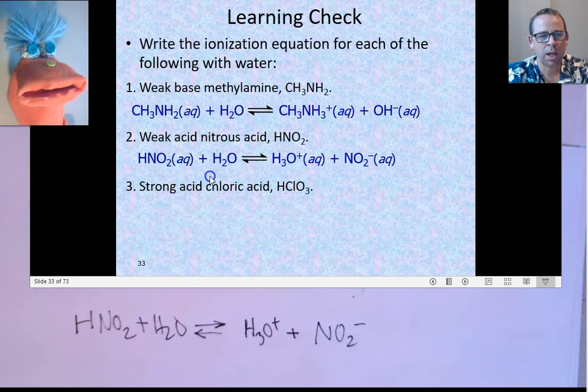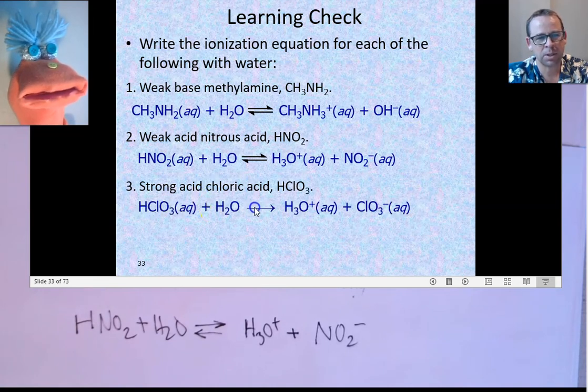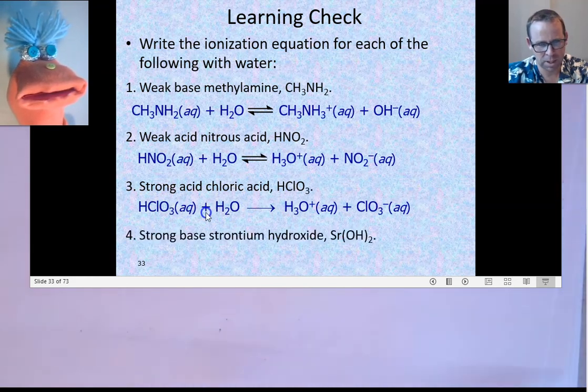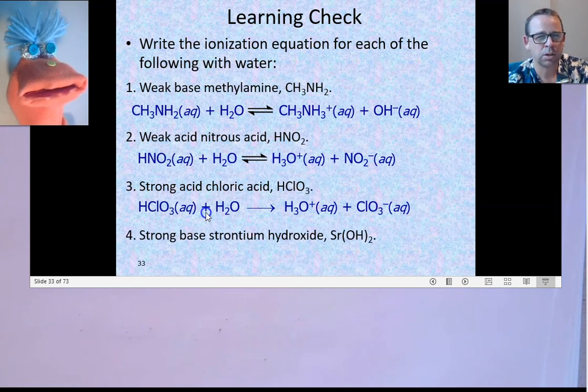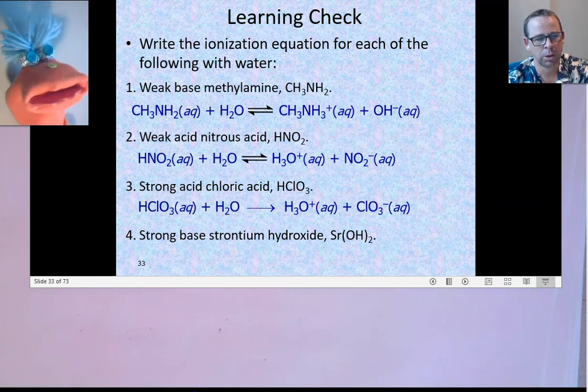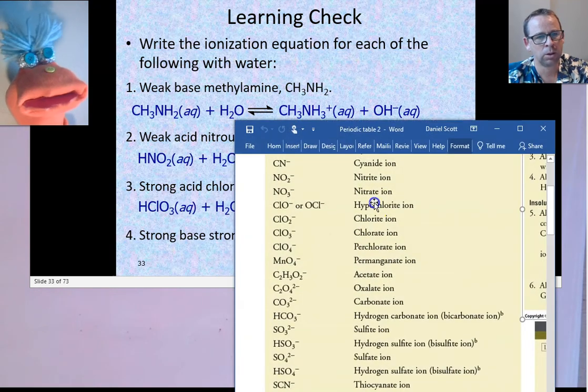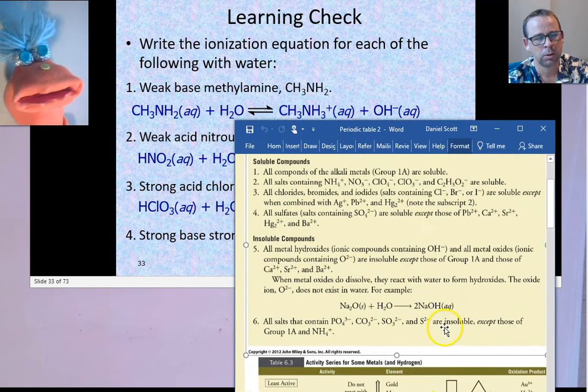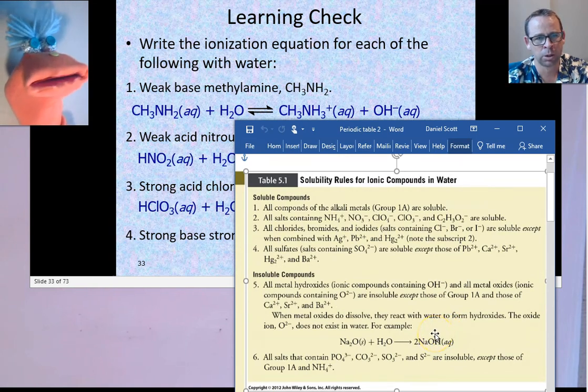Now a strong acid is exactly the same as the weak acid, but with a single arrow, right? Good. And then a strong base. Our strong bases are going to be the group 1A metal hydroxides, or calcium, strontium, and barium. So here we have strontium hydroxide, and where would I look to find out if this is a soluble compound? Oh, the back of your periodic table. Right, what do we call that? Yeah, the solubility rules, the ionic compound solubility rules.